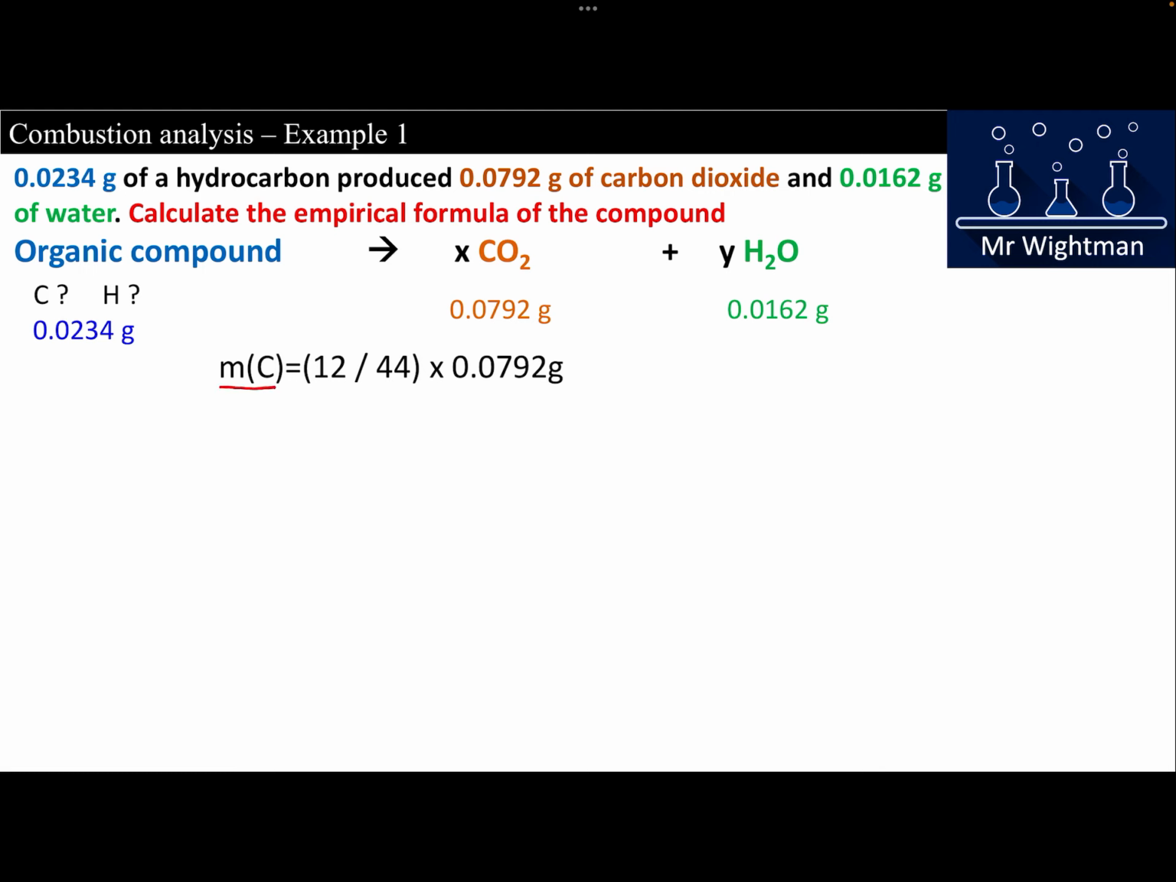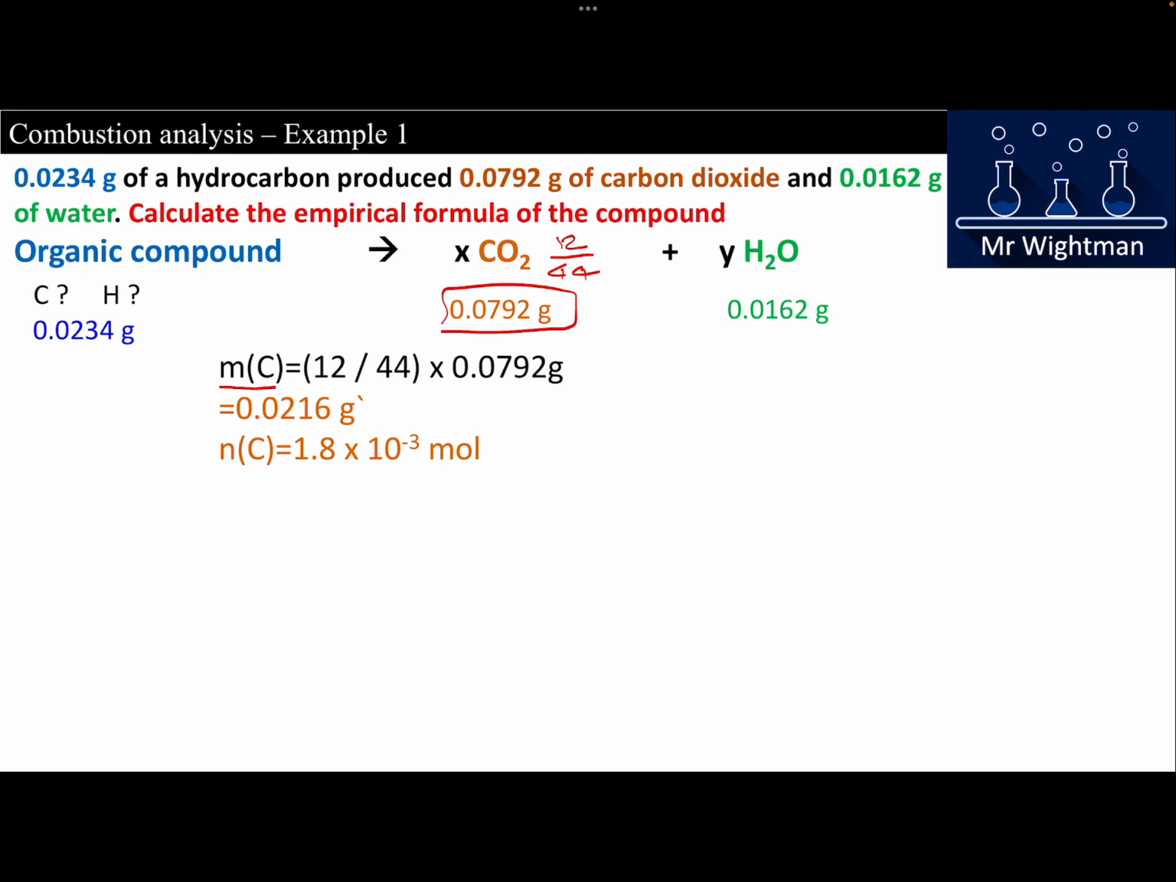So mass of carbon is equal to 12 over 44 times 0.0792 grams of CO2. We do 12 over 44 because this mass all adds up to CO2, and as a fraction of the formula, we have carbon and two oxygens, so carbon being 12, and the total Mr, molar mass, of carbon dioxide is 44. So the percent by mass that is carbon in this compound would be 12 over 44. So 12 over 44 times that mass will give us the mass of carbon, which would be 0.0216 grams.